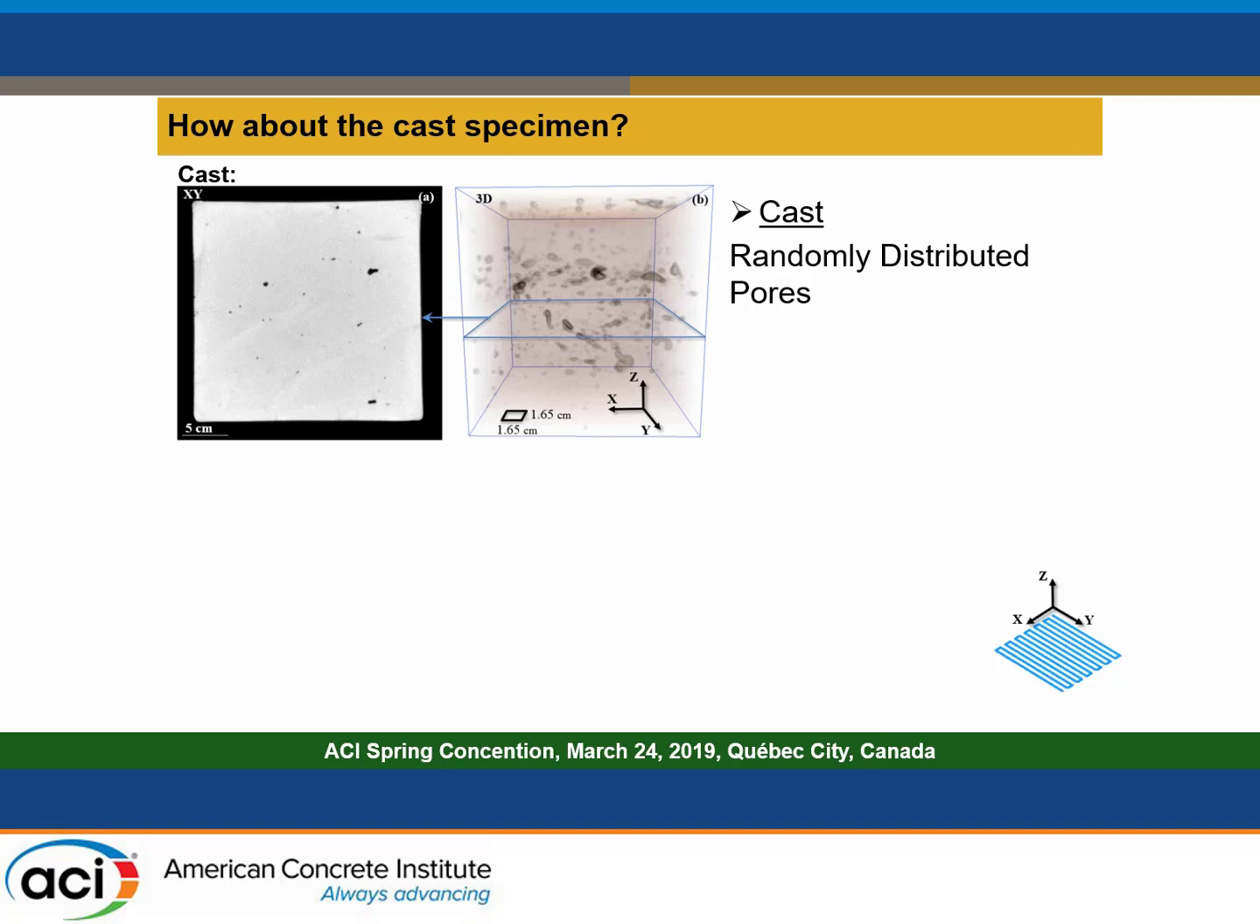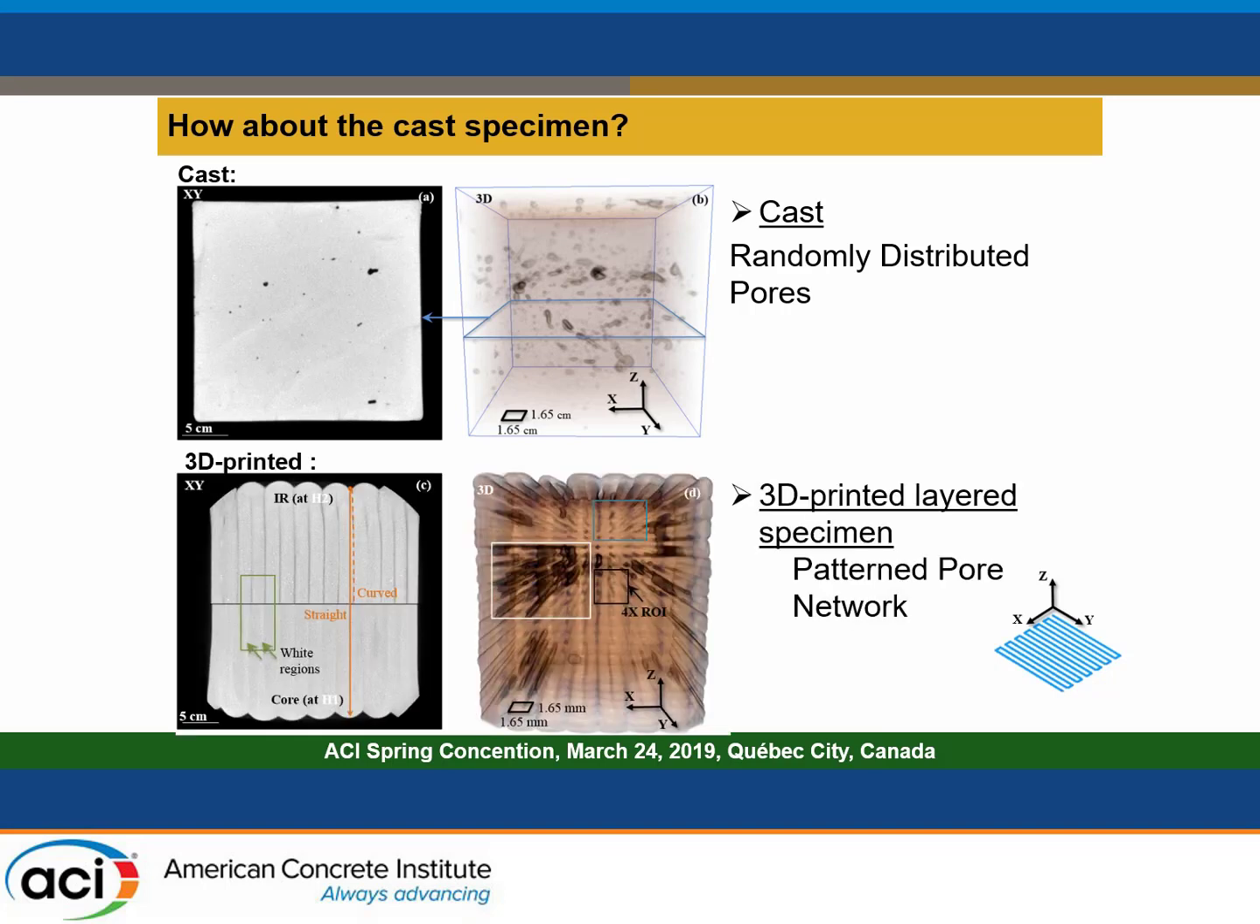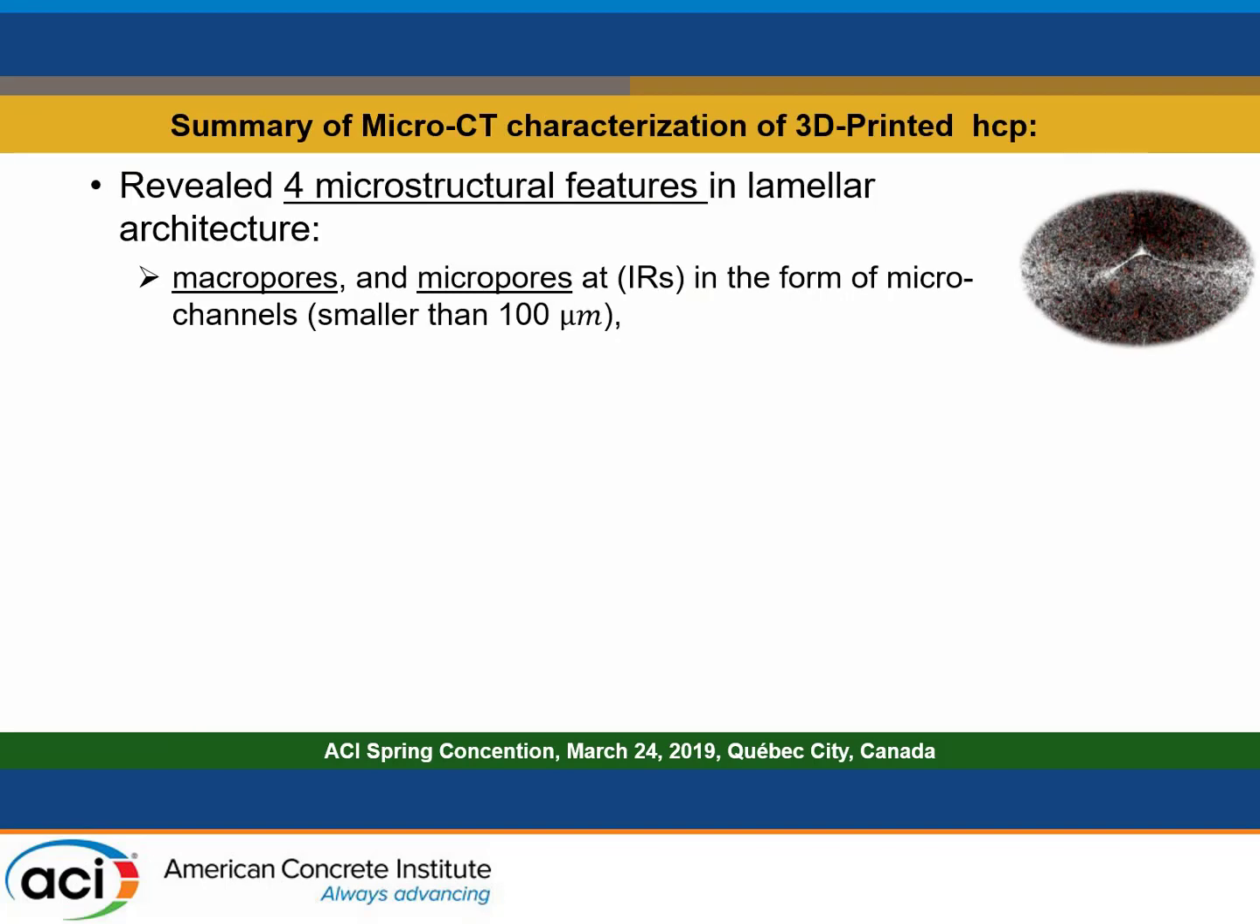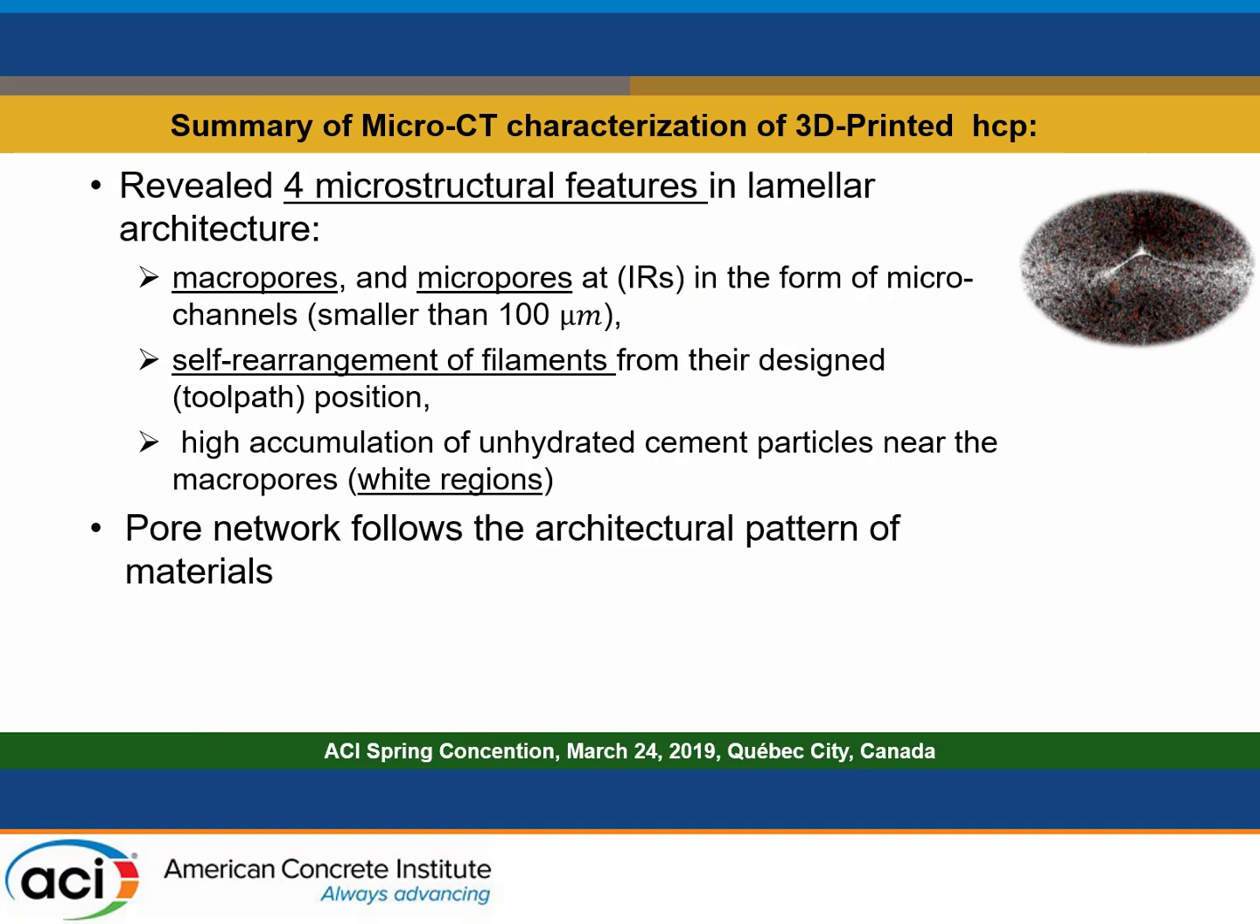If you compare the printed element with the cast element, in the cast element you have randomly distributed pores, but in the printed one you have pores that are, I call it a patterned network, because they are obviously following the direction of the printed filaments. So those are some of the conclusions that we got from doing CT scans.